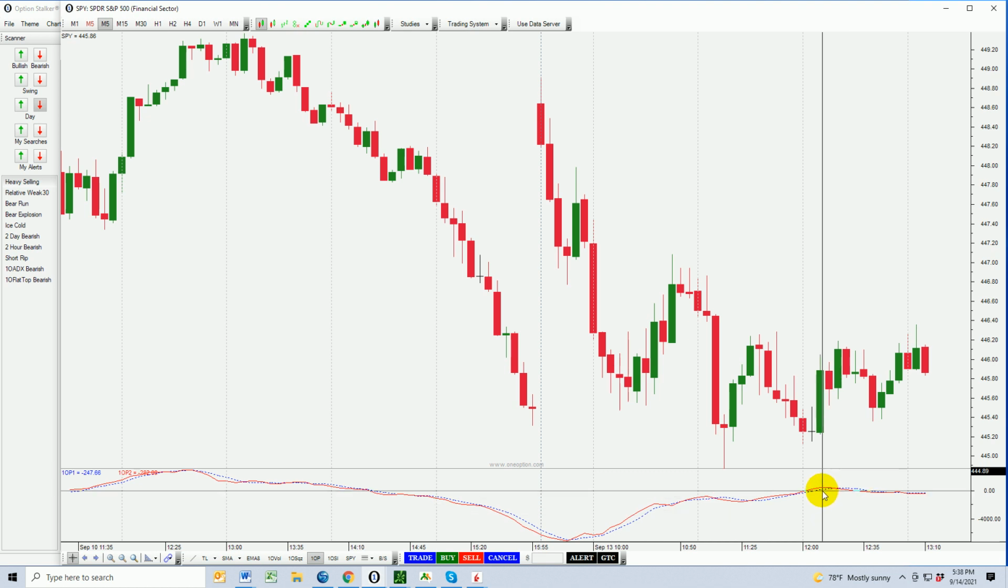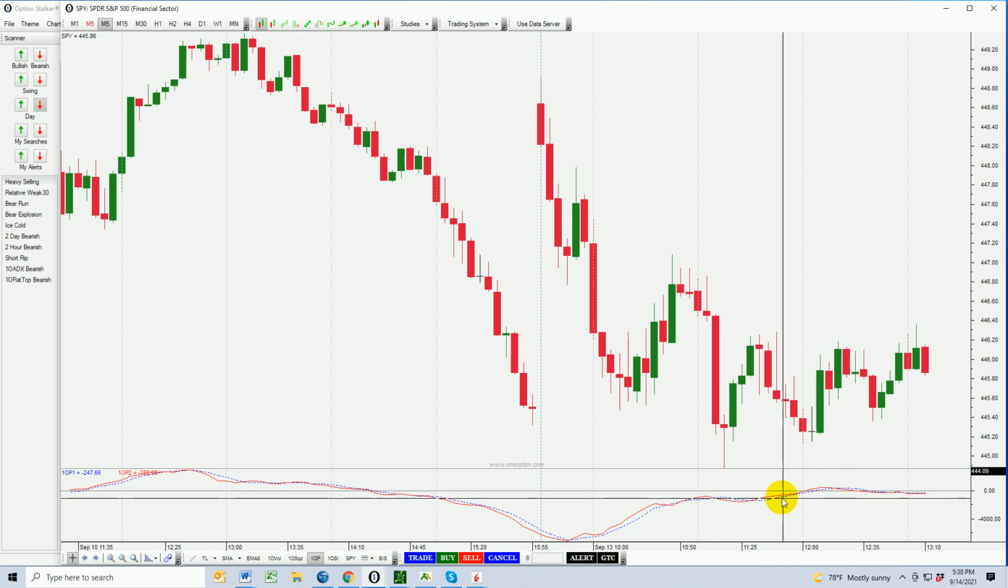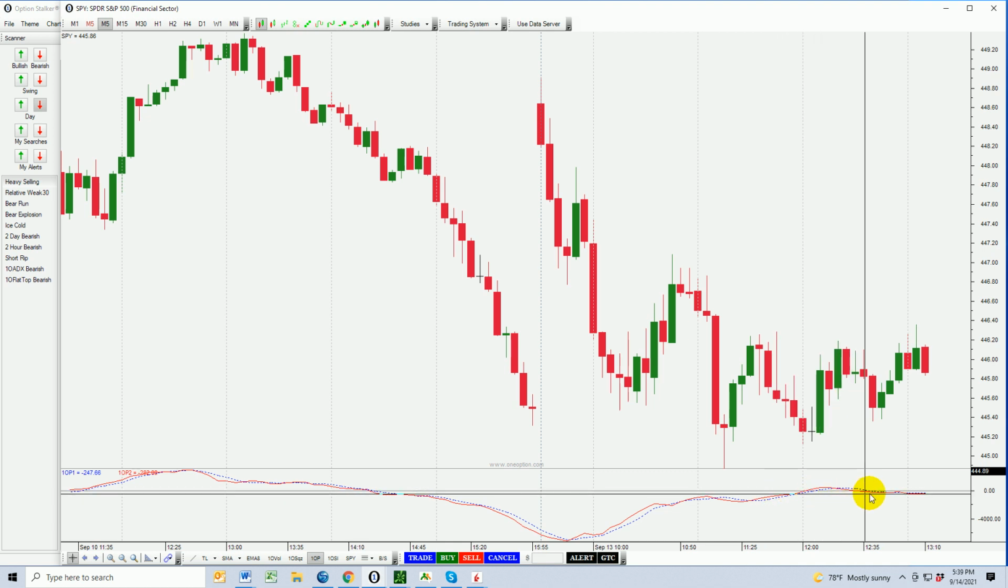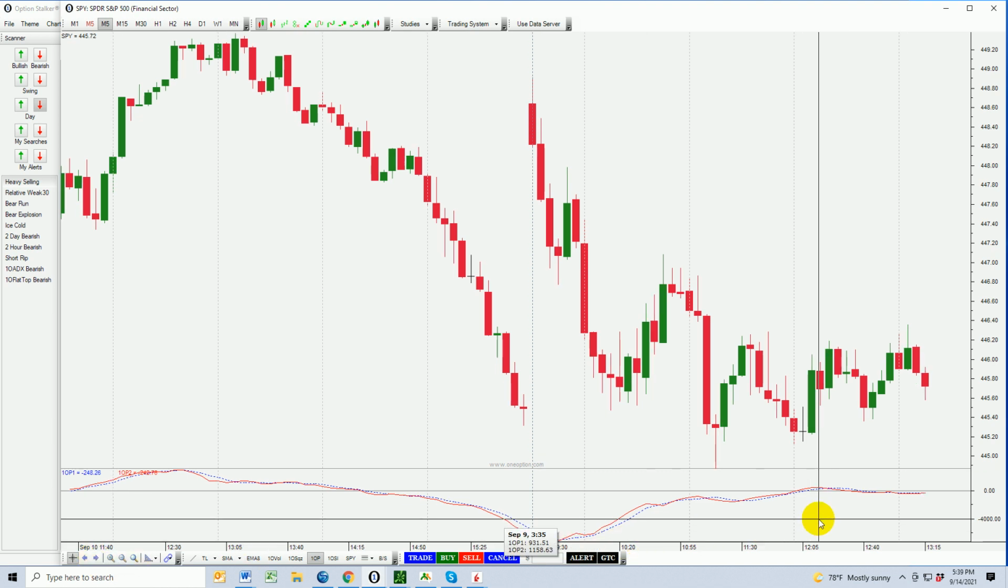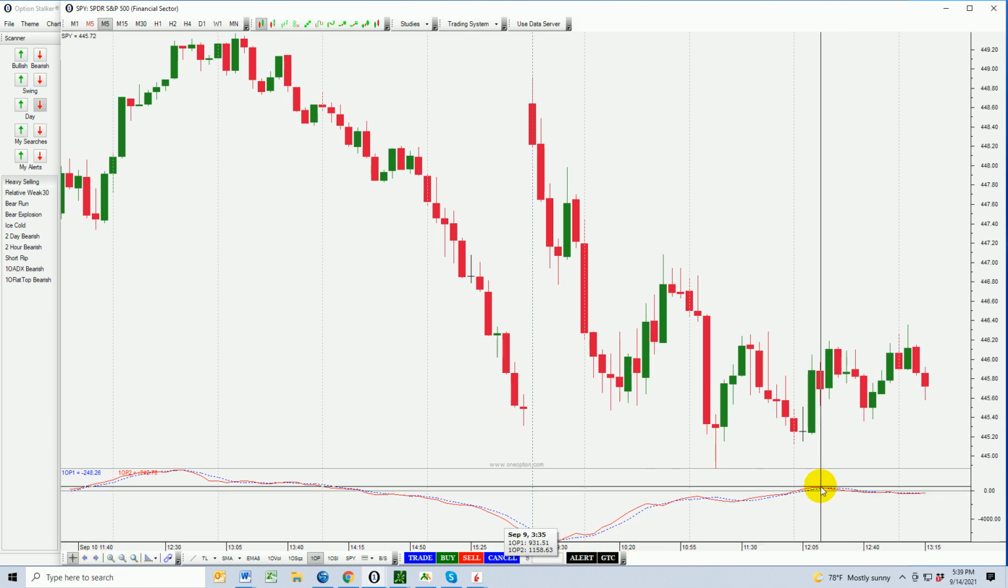I've got a little bit of a bearish cross, but right now I can see that this 1OP indicator is barely above zero. It's barely below zero. It's really just kind of flatlining. There's not much going on with it. It doesn't do that often. And you can also see right in here that it was barely able to poke back above zero.